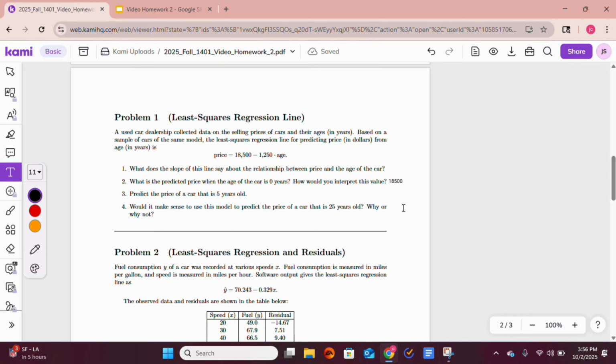As for how we would interpret this value, all this means is, in the context of the regression line at least, 18,500 would be the starting value when the car is brand new.